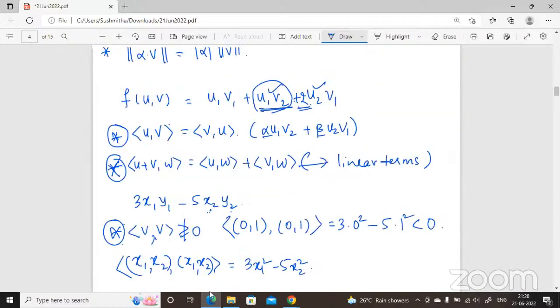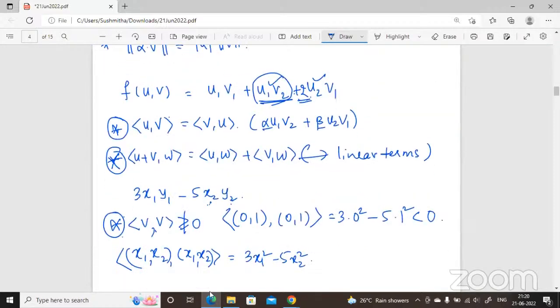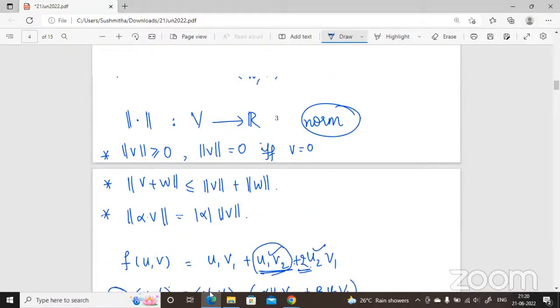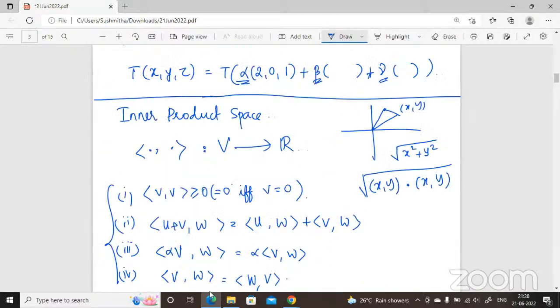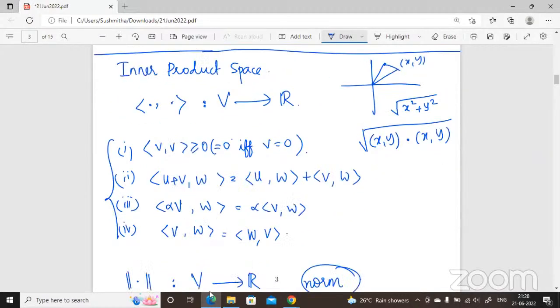How similar are the dot product and the inner product? The dot product is also an inner product. It is an inner product if it satisfies all these conditions, and the dot product satisfies all of them. So it is an inner product.